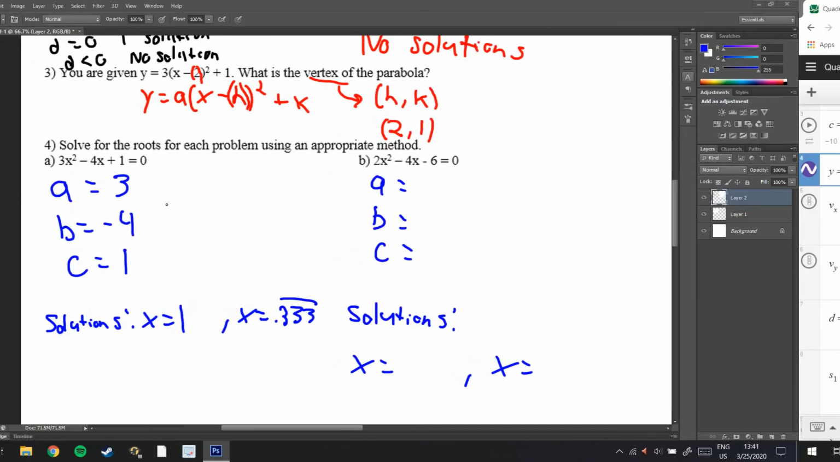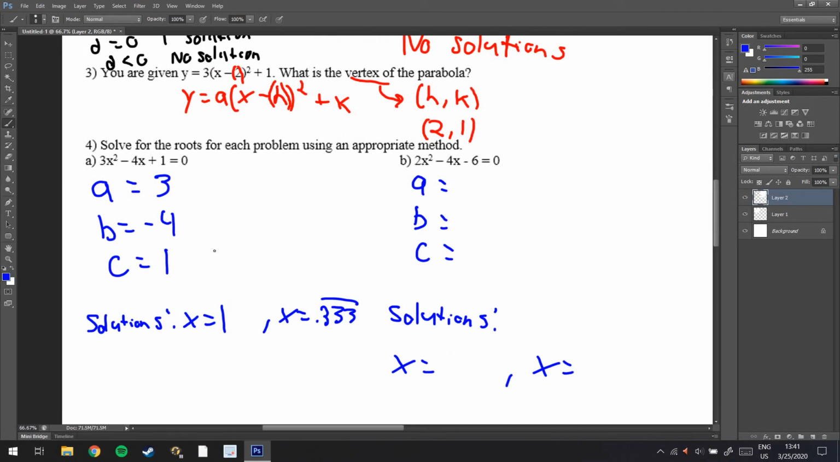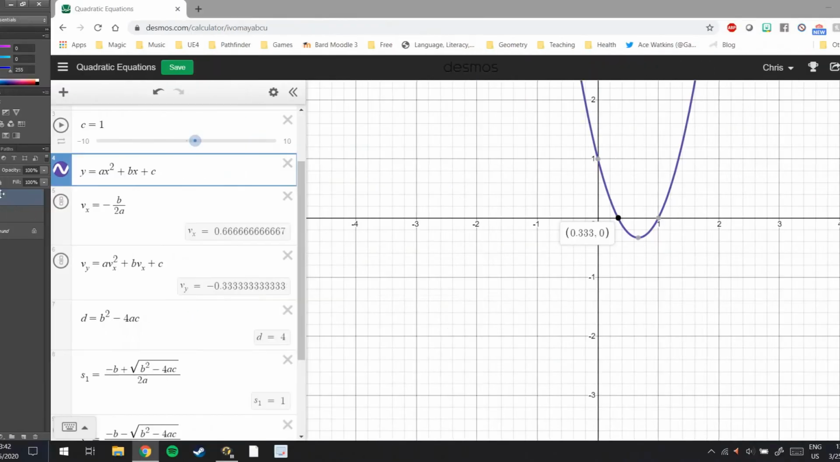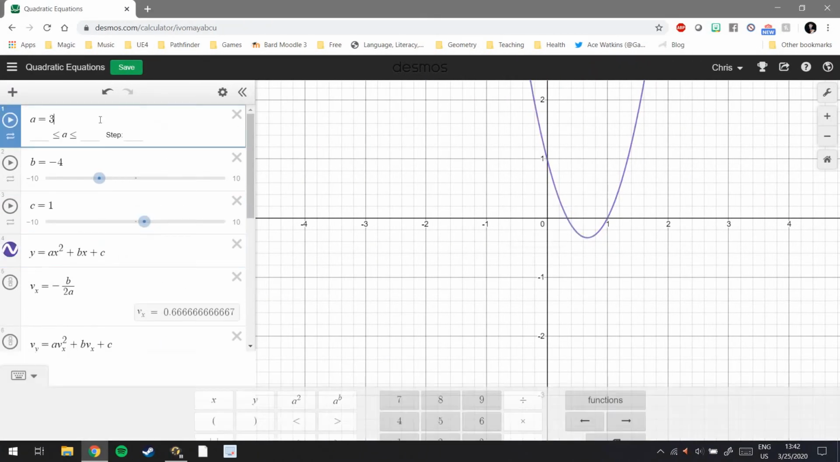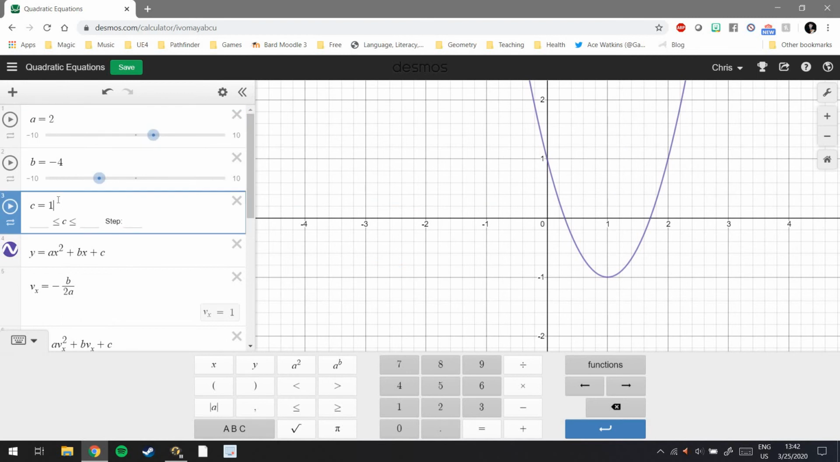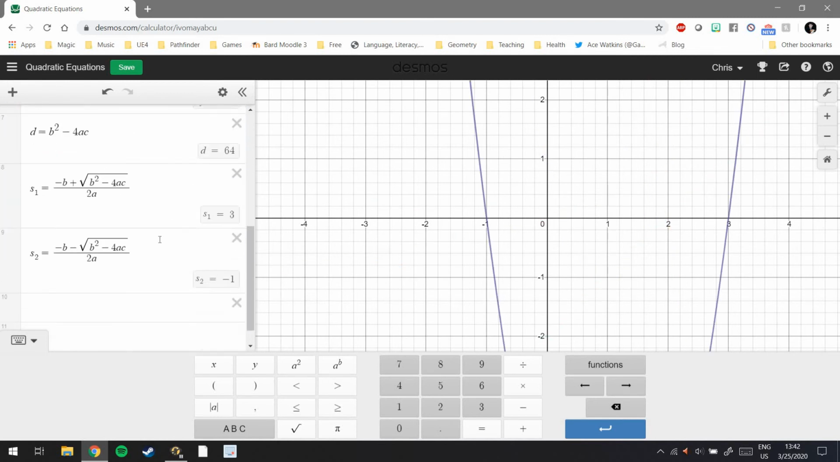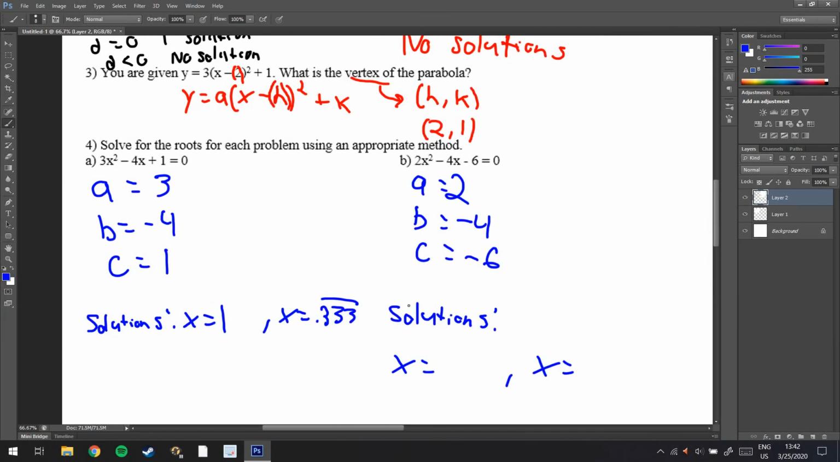Great. So now for the second one, A is 2, B is -4, C is -6. Go back on over. 2, -4 doesn't need to change, -6. Scroll down to our solutions. We've got a solution at 3 and a solution at -1. Perfect.